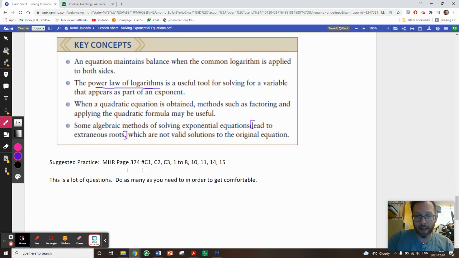Now, in the McGraw-Hill Ryerson text section for this, some of these questions, especially 1 to 8, have a lot of parts. I've given you guys a lot of equations to solve. I want you guys to get comfortable with this method and become pros at it. But it is a lot of questions. So you know yourself, do as many as you need to get comfortable with the skill.